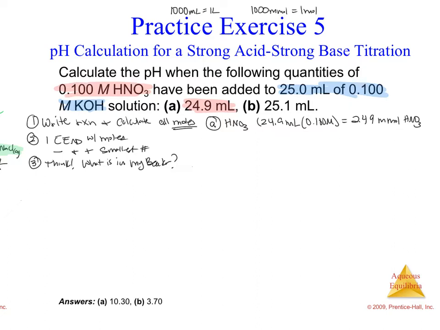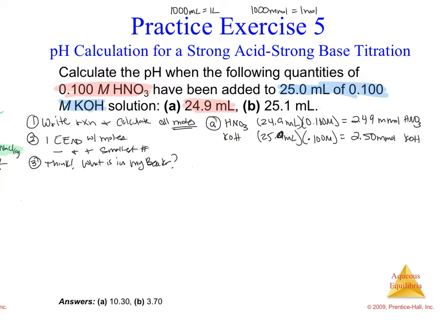Our base, KOH, strong base, I have 25.0 milliliters times 0.100 molar. Oh, excuse me, that's 25.0, equals 2.50 millimoles of KOH.